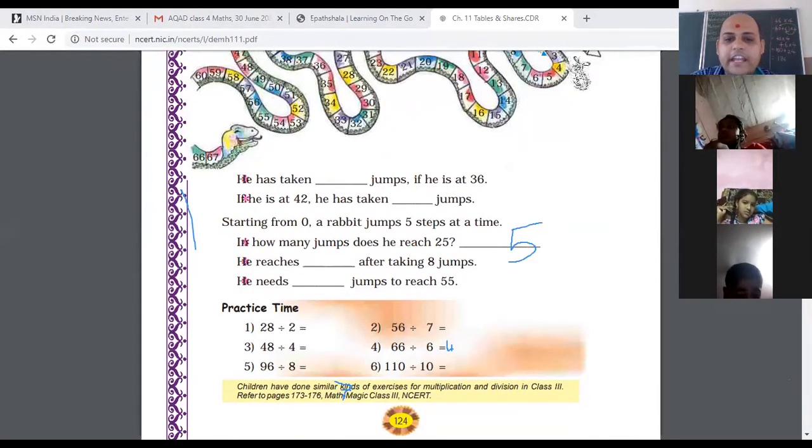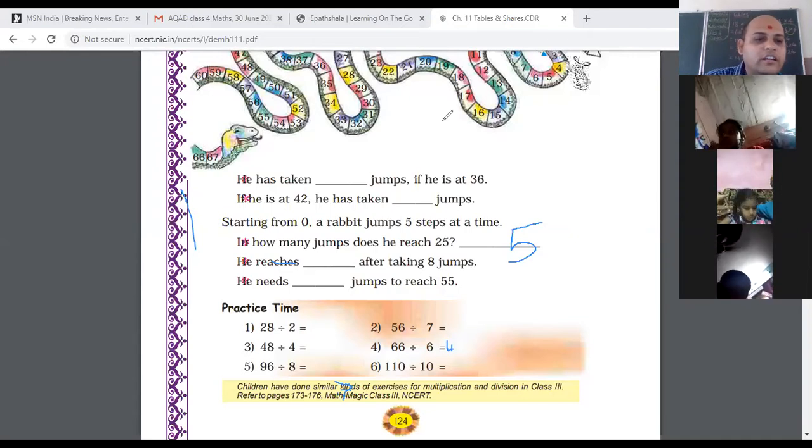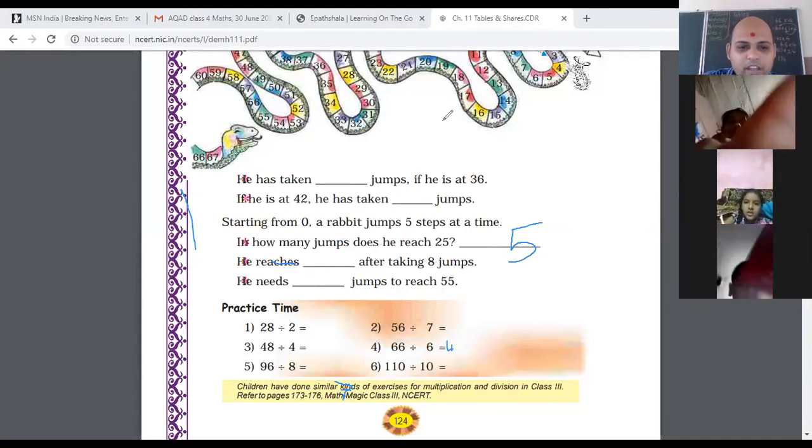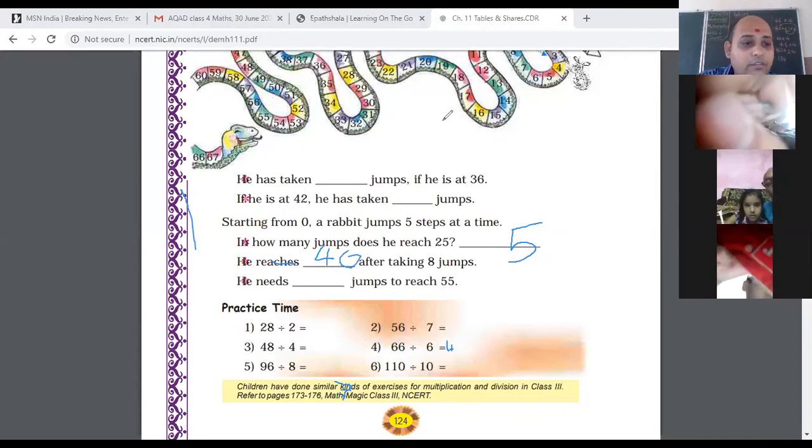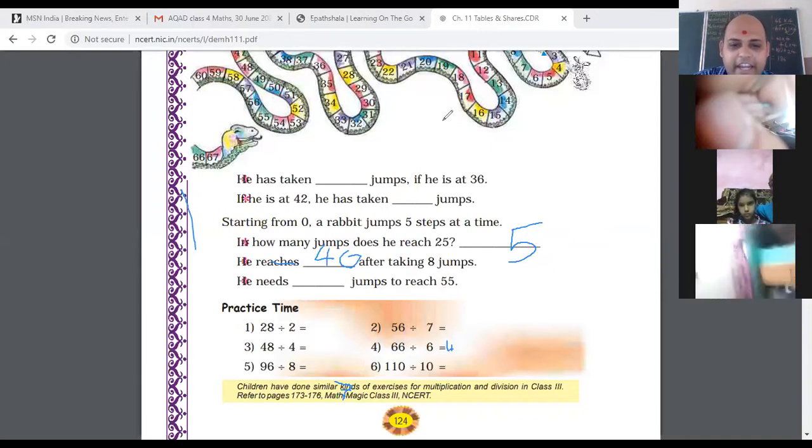Okay. He reaches dash after taking 8 jumps. If he takes 8 jumps, this is all about tables and division. Very good, Krishna. So next question, he reaches dash after taking 8 jumps. In one jump, 5. So in 8 jumps, how many ones? Nishta, not 4. Type it properly. Correct answer is 40. 14? No, Navya, it is 40. Okay? He reaches 40 after taking 8 jumps.